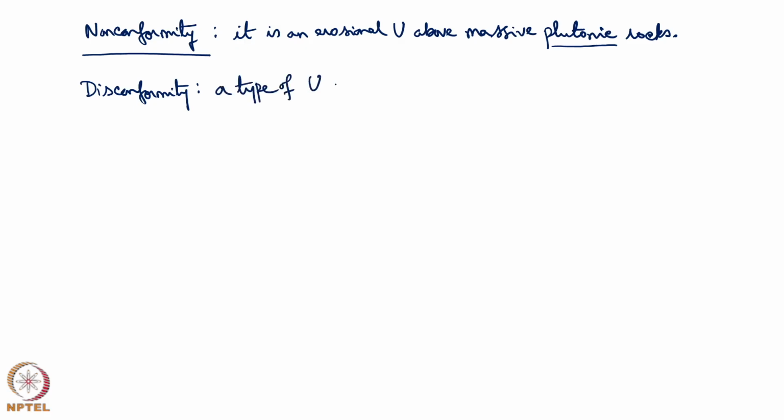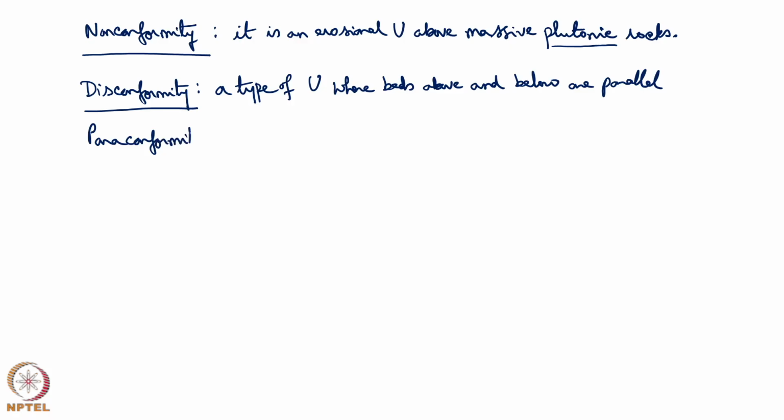It is a type of unconformity where beds above and below are parallel, meaning parallel to each other. A paraconformity is a case where a sequence of strata may be overlain by a set of parallel strata of much younger age and without a surface of erosion separating the two sets of strata.